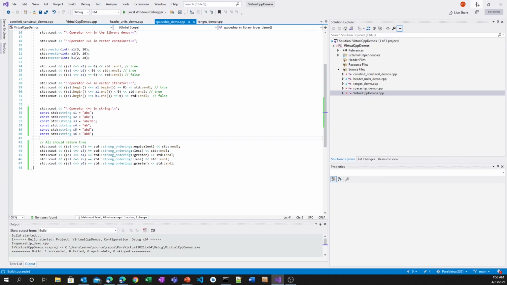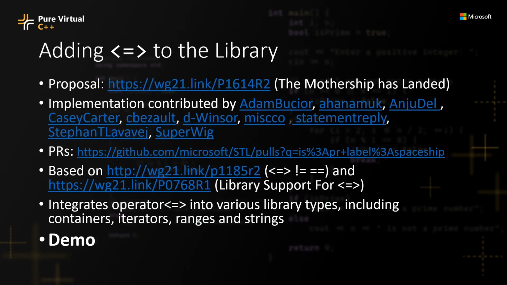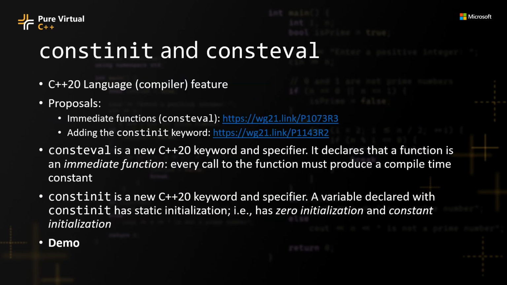Okay, let's return to the slides. The next feature, unlike the previous two, is not a library feature. It's actually a compiler or language feature. Constinit and its sibling consteval are language features, i.e. they are implemented purely in the compiler. Both of them are new specifiers, new keywords in C++20.